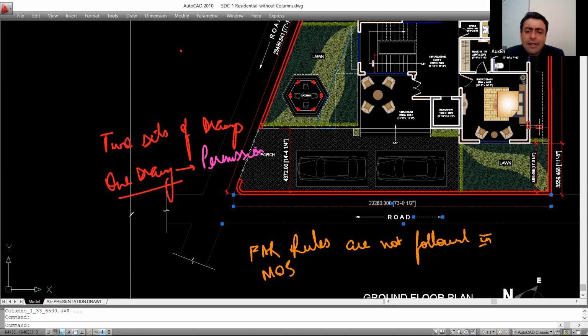And then the actual drawing will not follow the drawing which has been approved, isn't it? The approved drawing is kept aside, and in the actual drawing, you will break the rules of FAR and the rules of MOS, etc. That is unfortunate, but that is the reality. That is the adopted practice you see everywhere, and there is a reason for it.